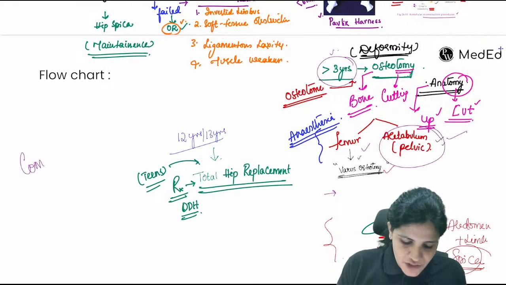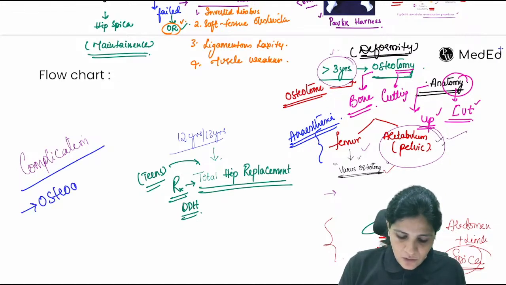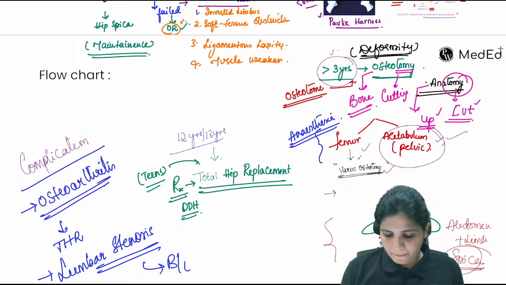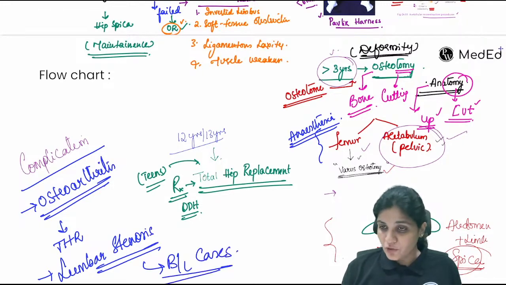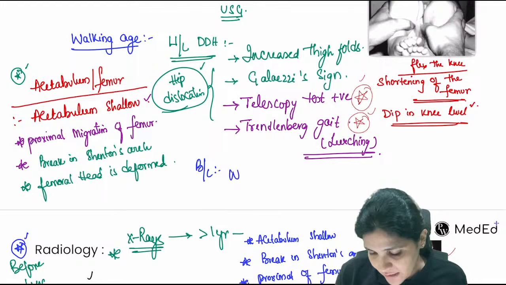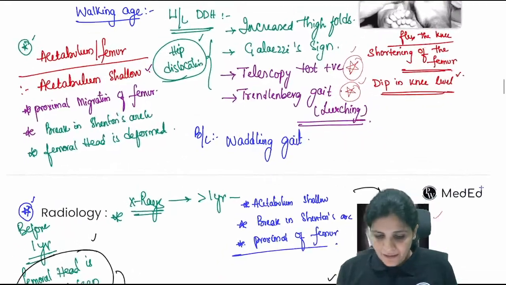Now if you want to mention the complications, if you leave your DDH open like that, if it is neglected, it might result in severe osteoarthritis. And again, the treatment could be THR, or lumbar stenosis because of bilateral DDH. Those could be a few of the complications. You can also write that in case of bilateral DDH, the patient will have the waddling gait, the duck-like gait. So that is about the DDH.